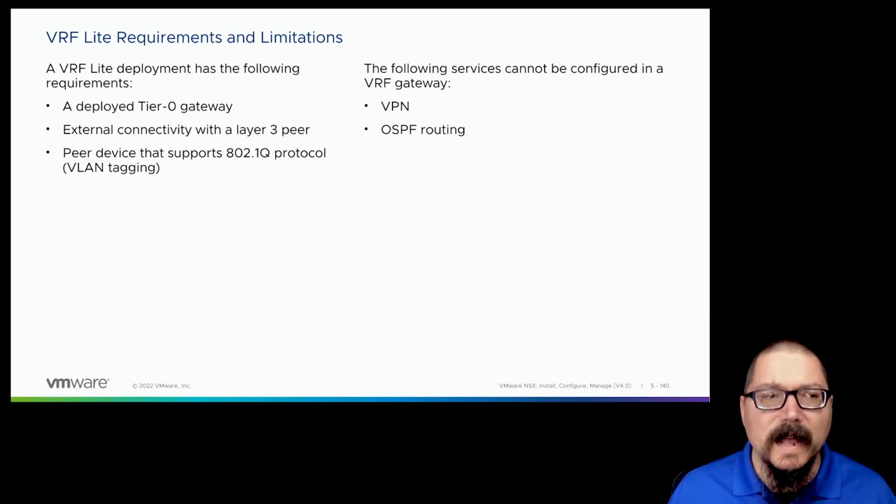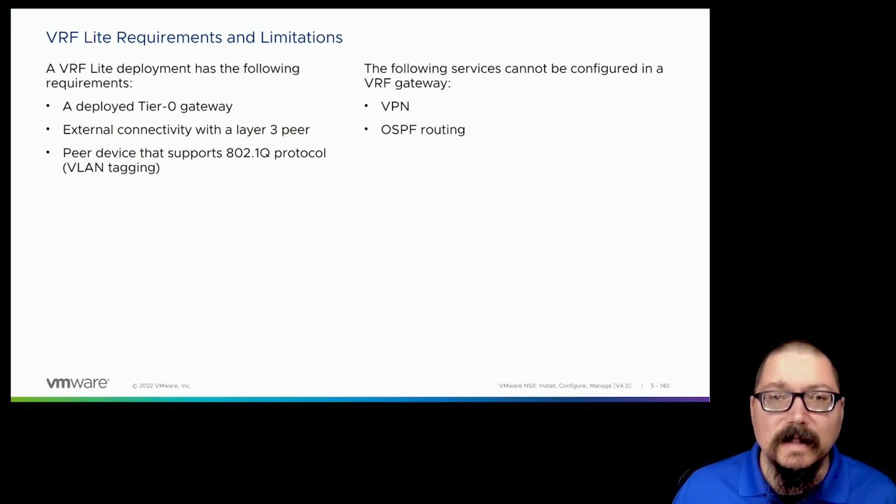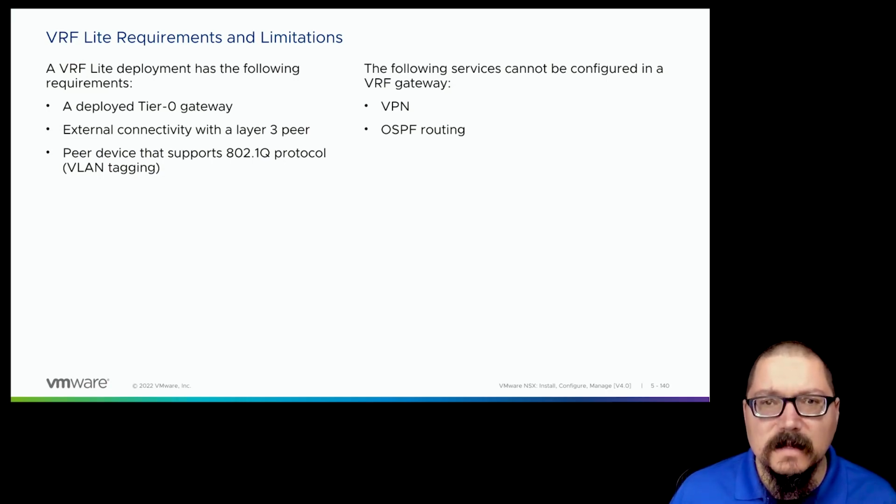I'm also going to have at least one external peer dedicated for my VRF. This could be a VRF on a physical device. It could be another physical router altogether. But this is going to be some separate device than maybe what I'm peering with on my parent tier 0 gateway. That upstream device, whatever I'm peering to, has to support 802.1Q. It has to support VLAN tagging because we're going to send VLAN tagged frames from our VRF uplinks, right? So the destination peer has to understand how to deal with those VLAN tags.